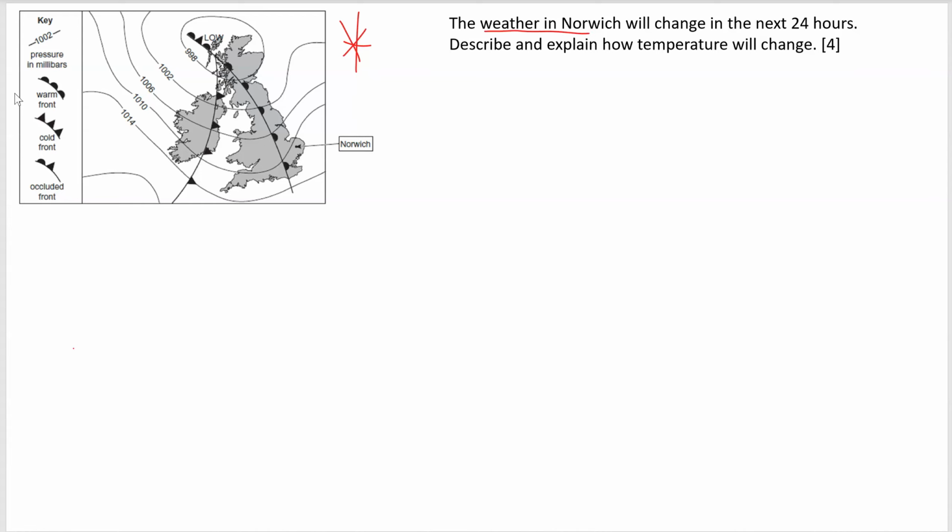The weather in Norwich will change in the next 24 hours. But remember, a depression typically takes 24 hours to pass over. So basically that's the duration of the depression. We want to circle our command phrase, describe and explain what and why or how. Will the temperature change? That's focusing in on one aspect of the weather only.